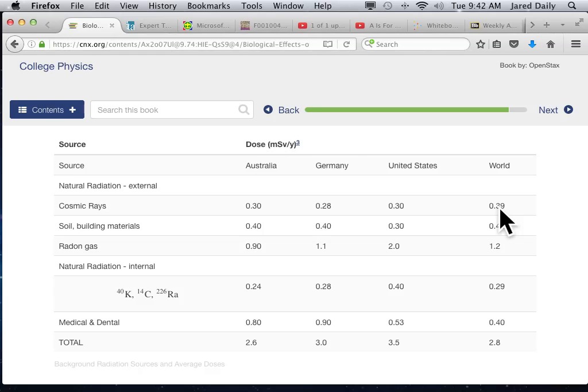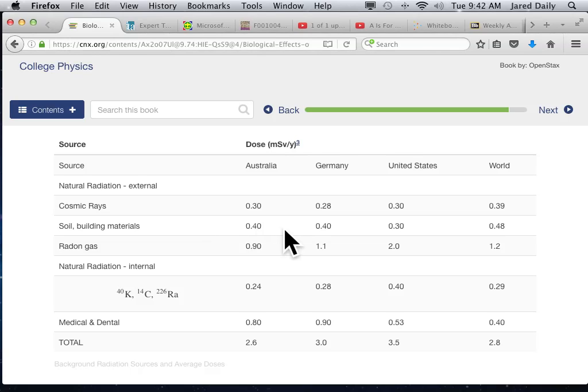But even in nature, there is radiation. There's radiation hitting us all the time. And so many studies have been done to help us to understand how much radiation we're getting, and that's what this top line in this chart is about. Natural radiation from external sources, cosmic rays. If you're in Australia, you're getting 0.38, Germany, you're getting 0.28, the United States, 0.38, and on average in the world, you're getting 0.39.